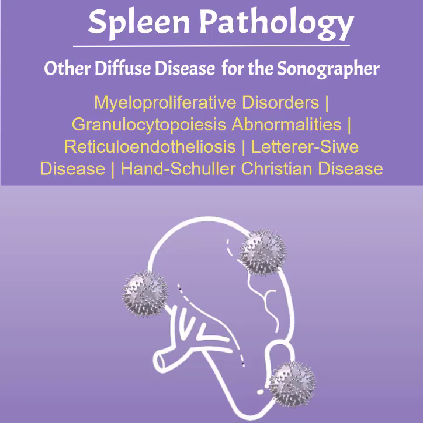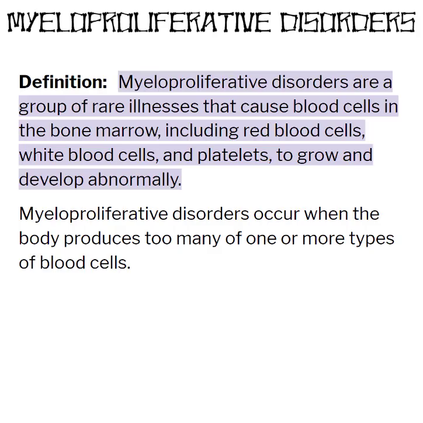Welcome to our sonography lecture on spleen pathology, part 4 of 7, other diffuse diseases for the sonographer. This lecture is going to cover myeloproliferative disorders, granulocytopenic abnormalities, and reticuloendotheliosis, specifically looking at Letterer-Siwe disease and Hand-Schüller-Christian disease. We are going to begin with myeloproliferative disorders.